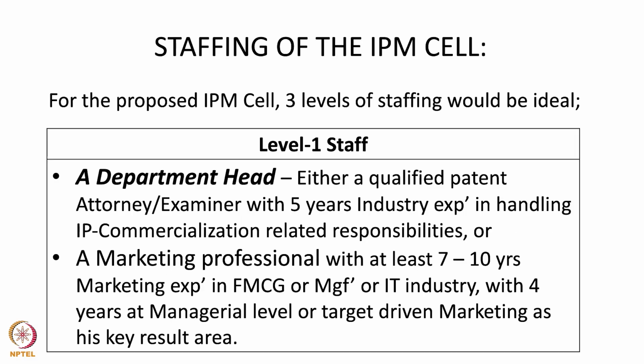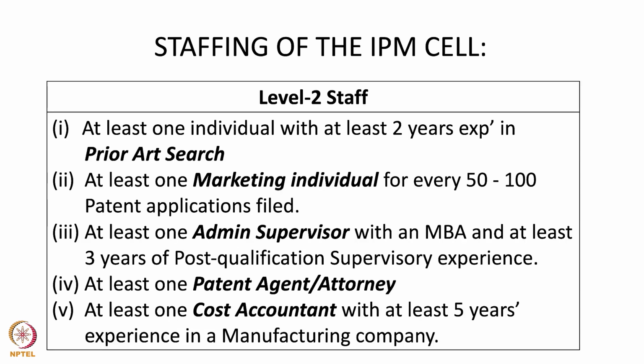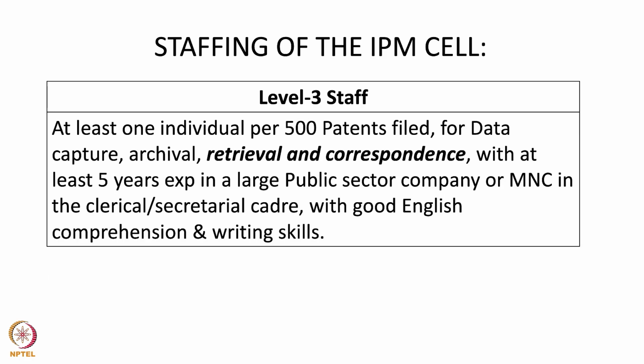Now, with regard to staffing, it is a matter of choice depending on how many people the IPM Cell needs. So, level 1 staff would be a department head who is either qualified as a patent attorney or an examiner with 5 years experience. They could be a marketing professional with 7 to 10 years experience who would do the marketing side. Level 2 staff are people who have skill on prior art search and who can do marketing, who can do the administrative work. They could be one patent agent or an attorney. They could also be a cost accountant.